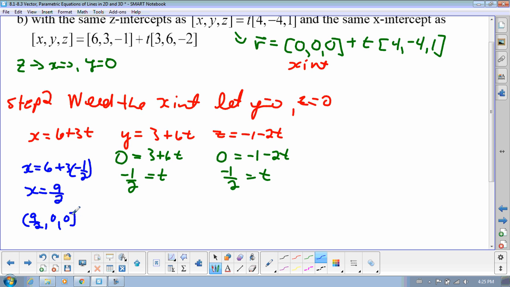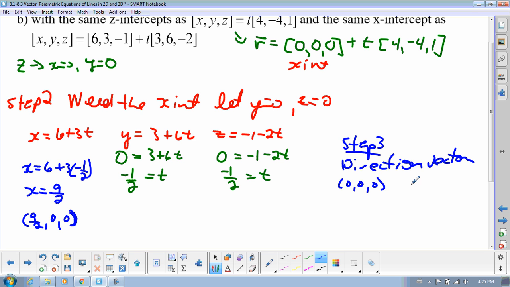Okay. So it's a point, so it's a position vector. So my goal is the vector equation of a line. So step 3, we need a direction vector. I have 2 points. I have 0, 0, 0, and I have 9 over 2, 0, and 0. So that means my direction vector is 9 over 2, 0, 0.